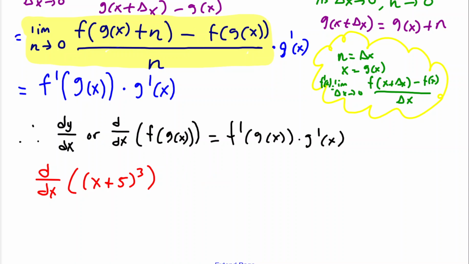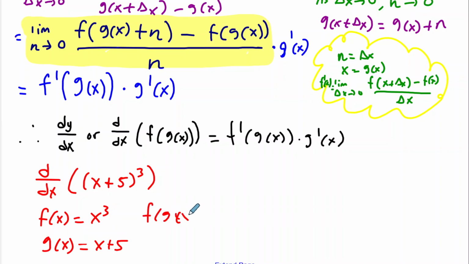But if you want to do this derivative, firstly, you can do the limit definition. Or you can say to yourself, well, I know that in this case f of x is x cubed and our g of x is x plus 5. And this makes sense because if we do f of g of x here, composition of functions, we get x plus 5 cubed, which is this guy.